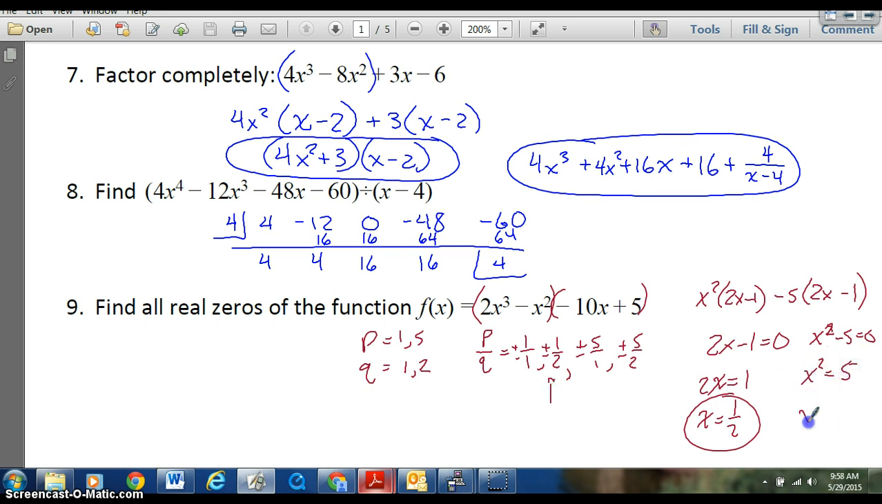So positive, negative square root of 5. So my three solutions, find all the zeros. It would be positive square root of 5, negative square root of 5, and a half.